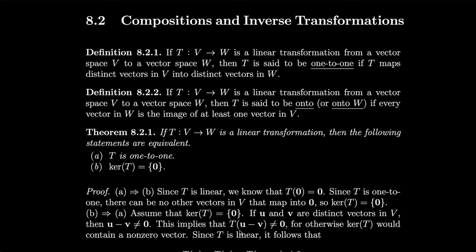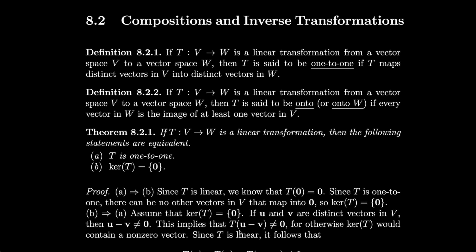Section 8.2, Compositions and Inverse Transformations. If T from V to W is a linear transformation from a vector space V to a vector space W, then T is said to be one-to-one if T maps distinct vectors in V into distinct vectors in W.